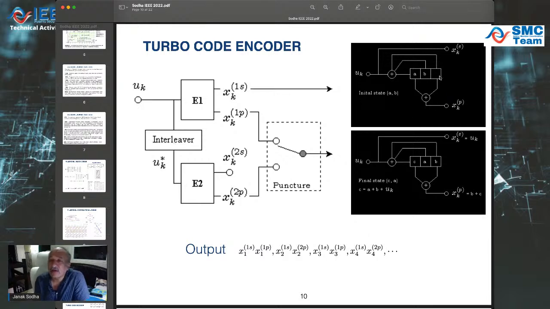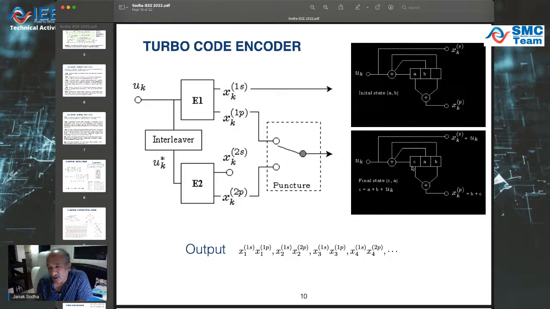So what's happening here is, this is the same thing. This is exactly this. What I'm trying to show you here is what happens when a binary digit enters. This is the initial state. The initial state of the encoder is A and B, and the final state is C and A.